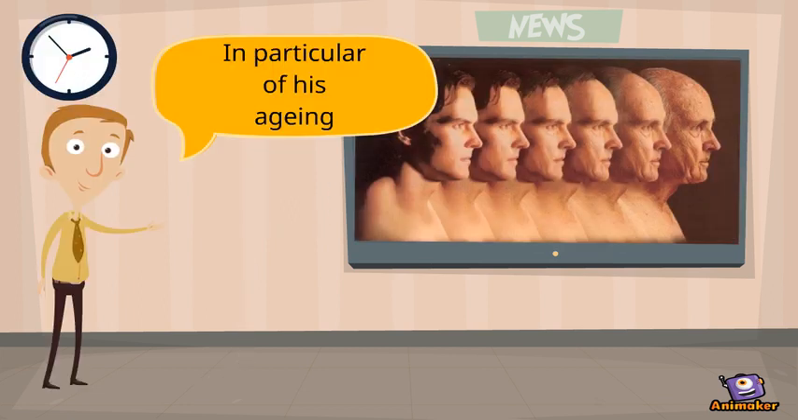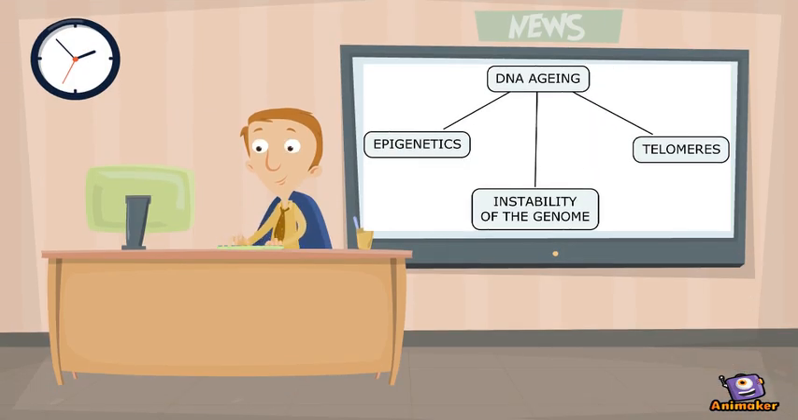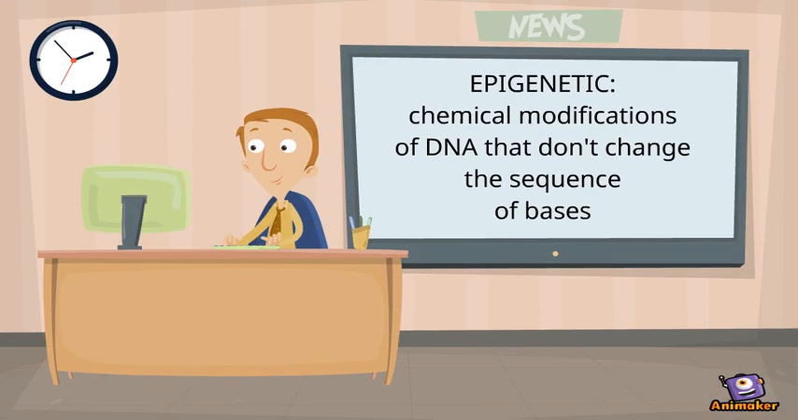But we'll talk about DNA aging. DNA aging is characterized by three factors: epigenetic alterations, telomeres shortening and instability of the genome. Epigenetics studies the chemical alterations of the DNA that change the gene's expression without altering the base sequence.